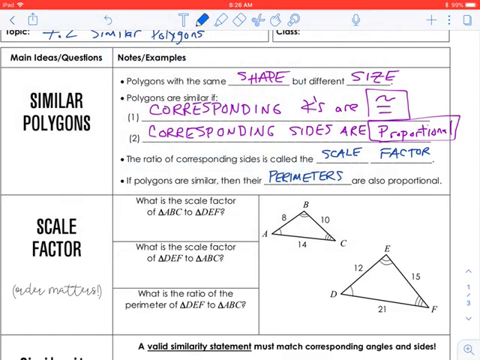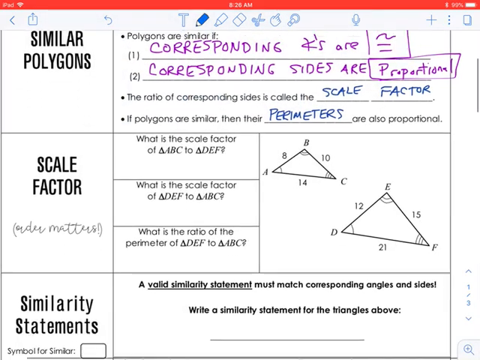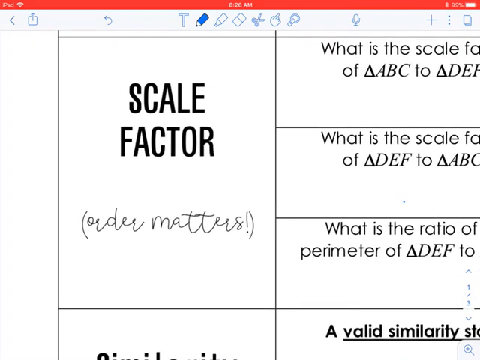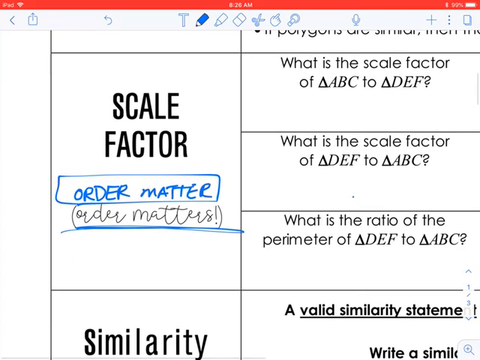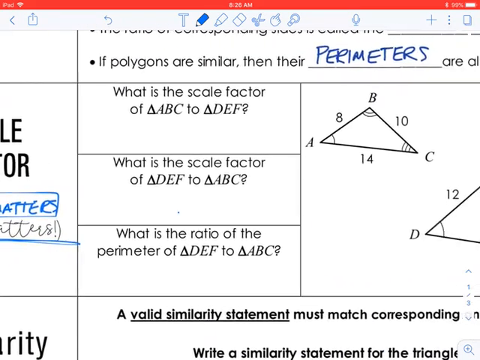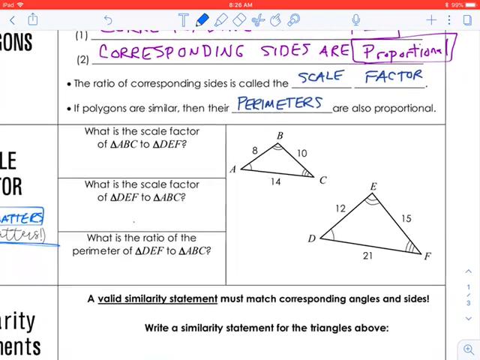So if you add up all the sides for each, that will be proportional in the same way that the sides are proportional. Okay, so when we're looking at scale factor, first of all, keep in mind order matters. Just like when we talked about similar or congruent triangles, the order is very important when we look at these.